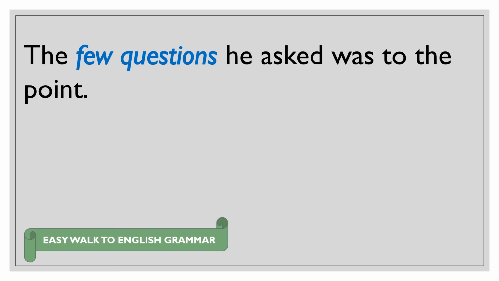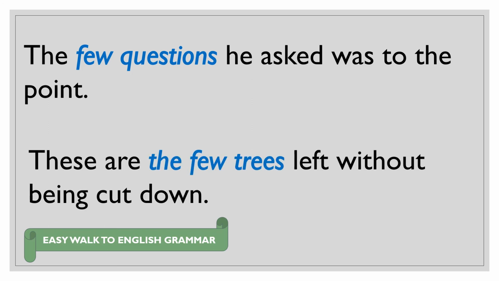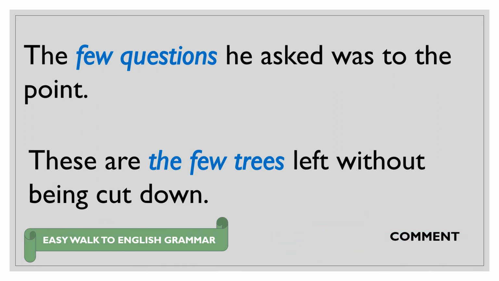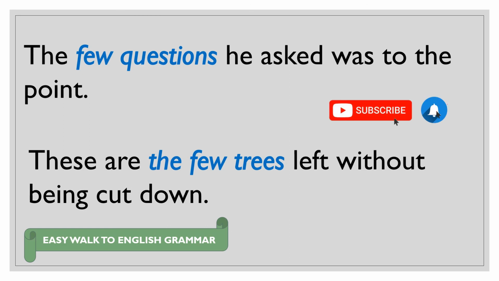When we go for the next example, we can also see that the indication goes to something in particular. "These are the few trees left without being cut down." These are the few trees, indicating some particular trees. Learning these differences will definitely help you to improve your language.